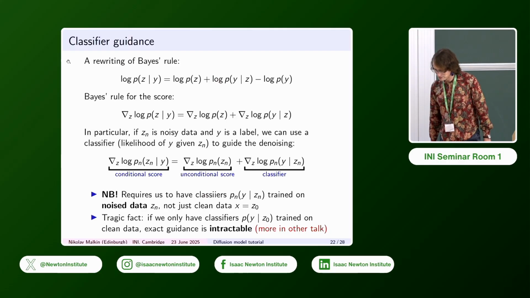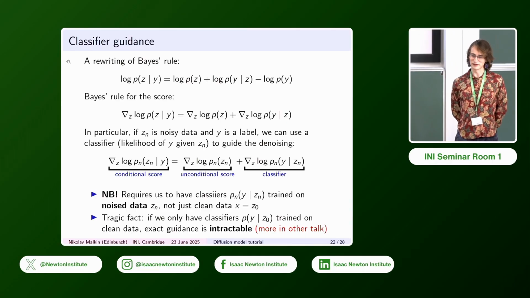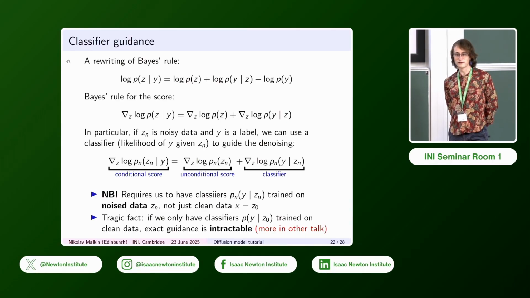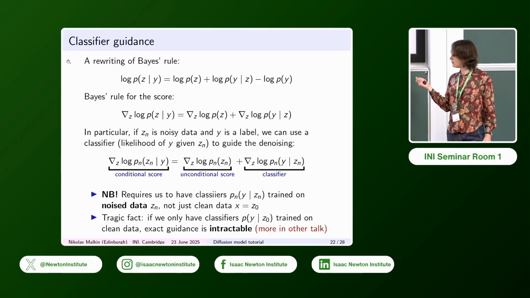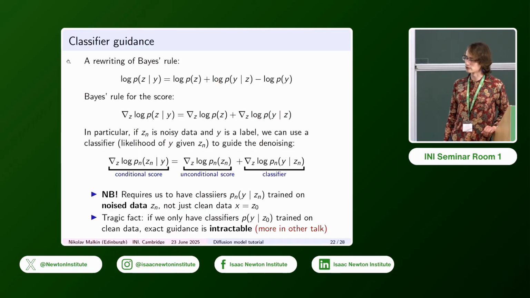But tragically, and this is the biggest problem for diffusion models in Bayesian inference and inverse problems that we'll hear about in a few subsequent talks, if we only have classifiers that take noiseless data, so x, Z0 as input, then getting in analytic form the diffusion model which samples the posterior is intractable. So instead we have to resort to Monte Carlo techniques or amortization or various others that I will talk about on Wednesday.